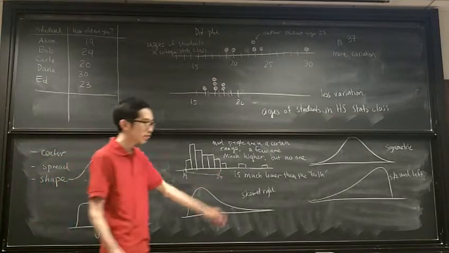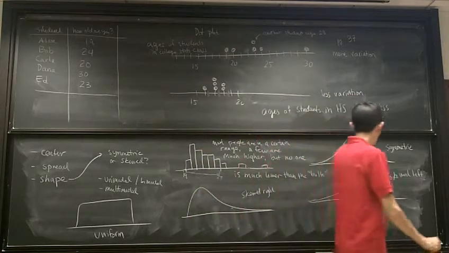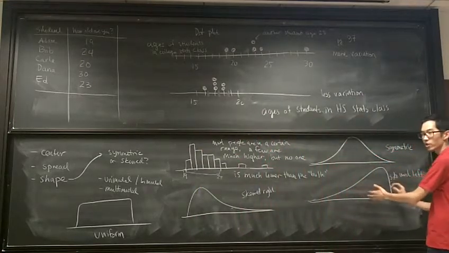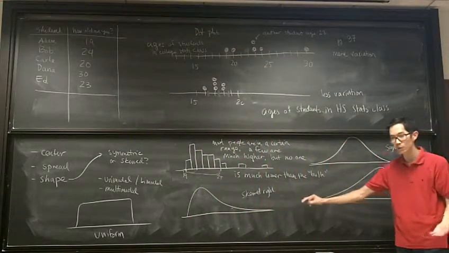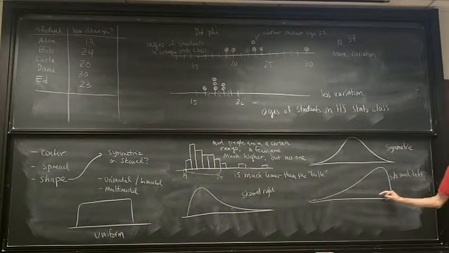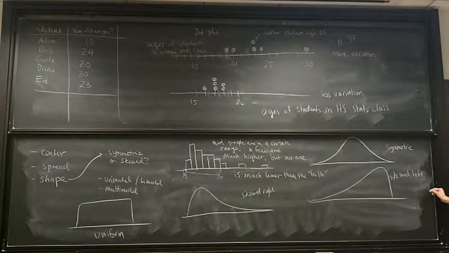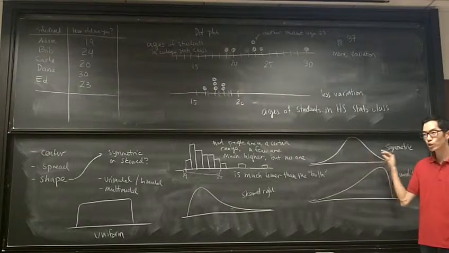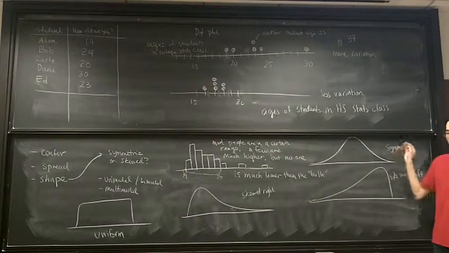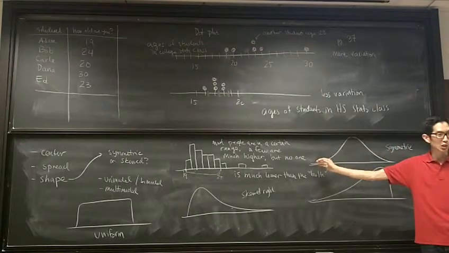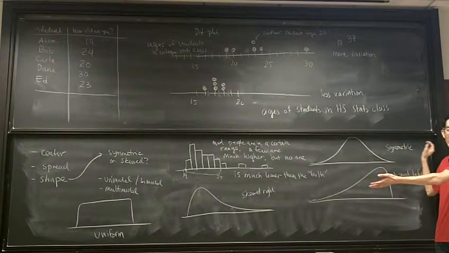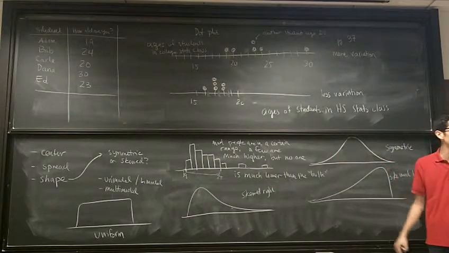Skewed left would be just kind of the opposite story. Most people are in this kind of upper range here. We've got some people who are much lower, but no one is that much higher. Does that make sense? Symmetric, most people are kind of in the middle. I've got some people who are much higher, and some people who are much lower. I've got just about as many people high as I do down low.